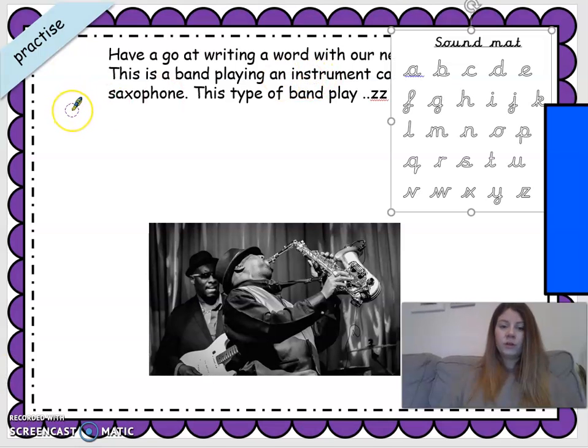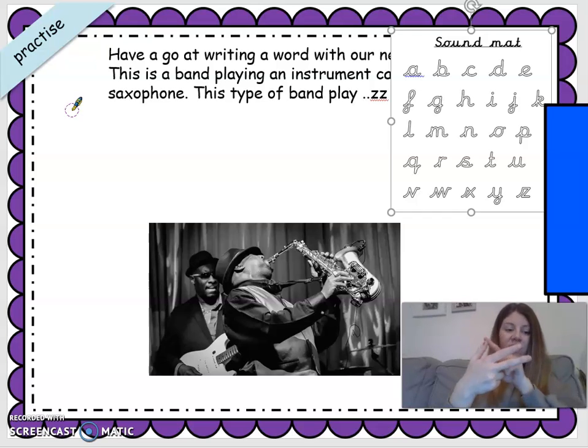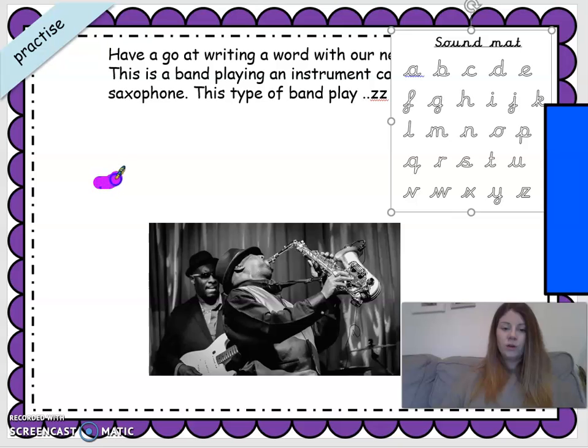Okay, j, a, z. Let's sound it out on our fingers. J, a, z, jazz. What's the first sound? It's a j. Well done. Entry stroke up to the top, down in a straight line, and then we're going to do a loop, and then dot at the top.